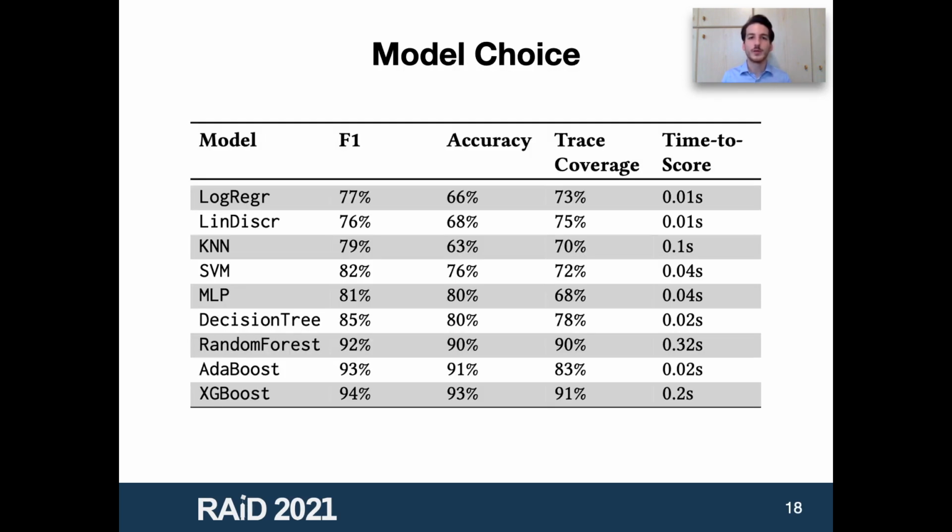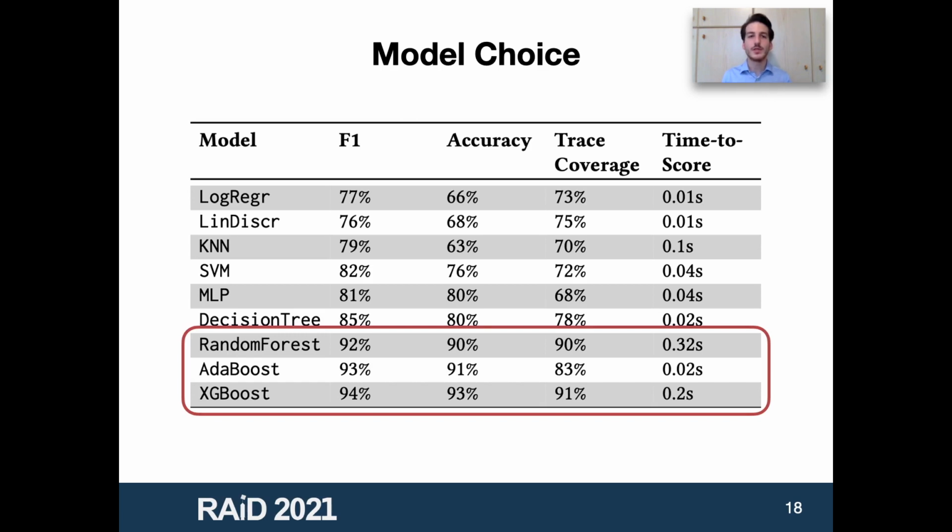To evaluate our approach, first, we need to choose the best classifier to predict vulnerable branches. In this table you can see the performance metrics of all our classifiers after the cross-validation on the Cyber Grand Challenge dataset. As you can see, the 3 most promising classifiers are the Random Forest classifier, the AdaBoost classifier, and the XGBoost classifier.